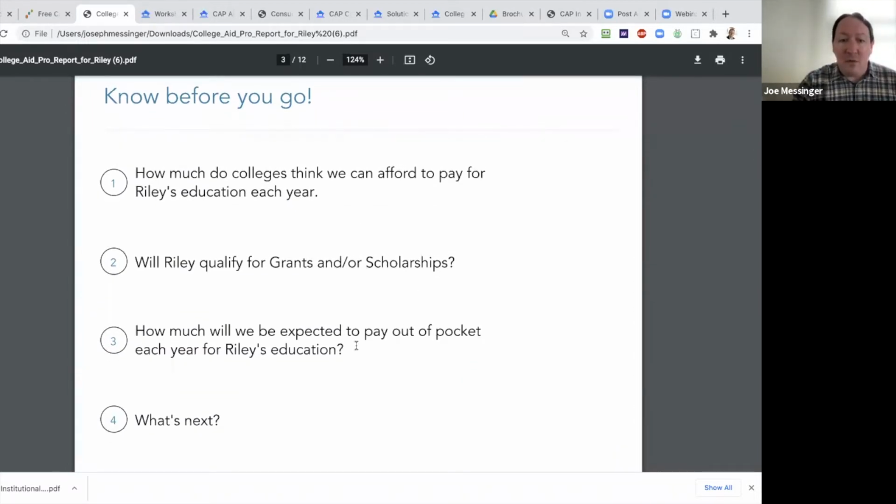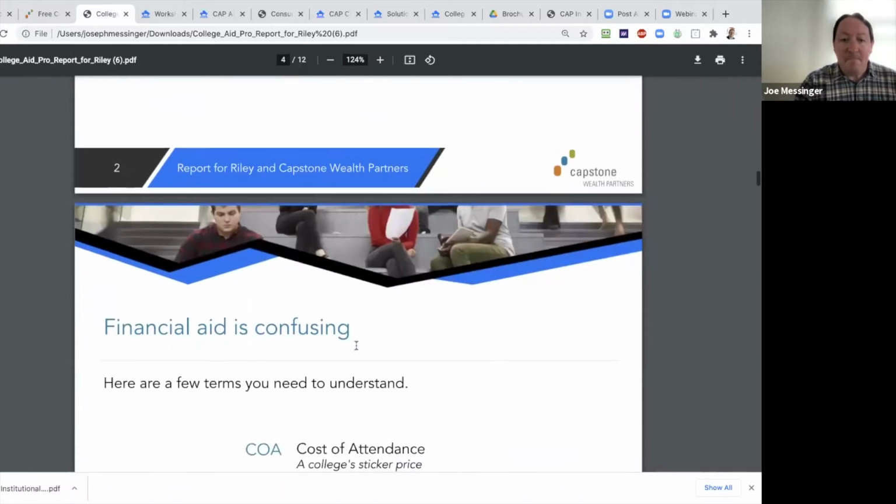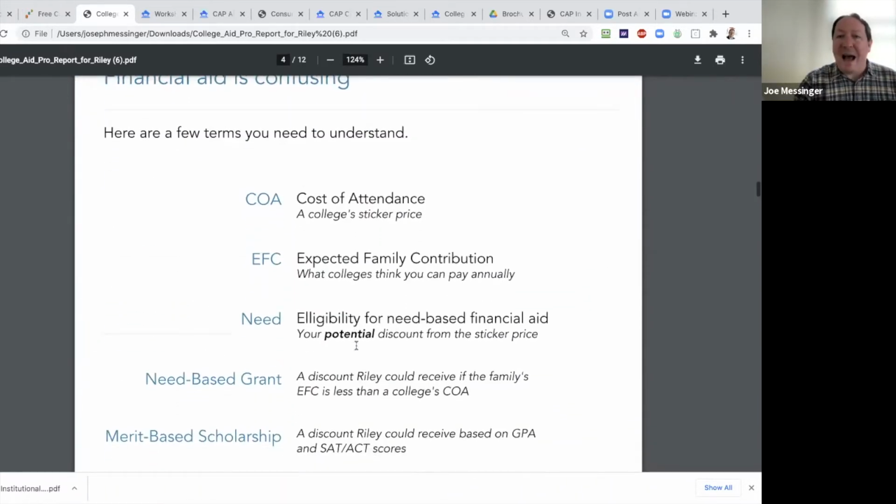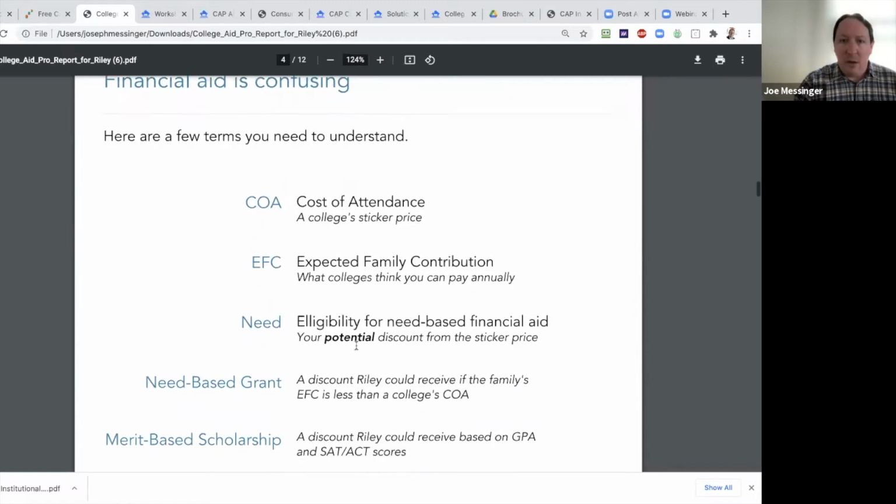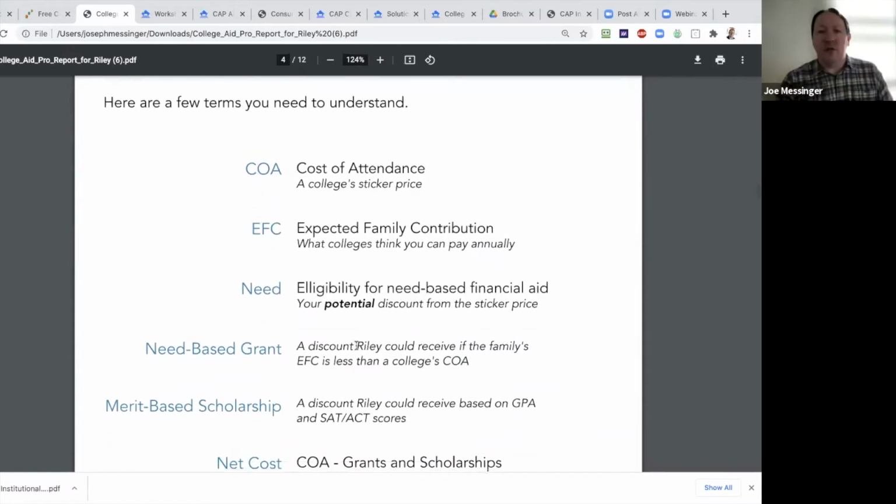Ultimately it drives to, what do we think we're going to have to pay out of pocket? So we illuminate how financial aid is confusing, right? It's going to be even more confusing in the future, because the whole term EFC is getting changed. So this creates a tremendous opportunity, in my opinion, because when we look at the changing landscape of college planning, it's always dynamic.